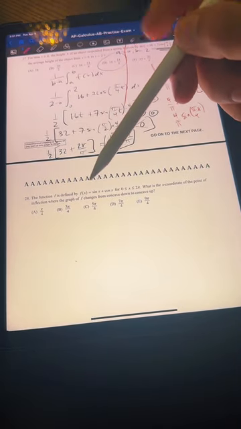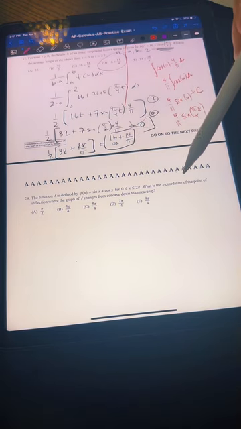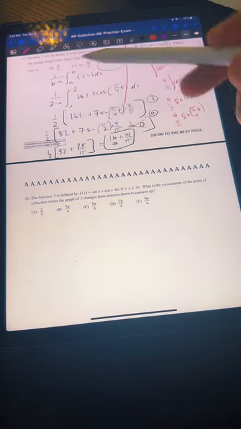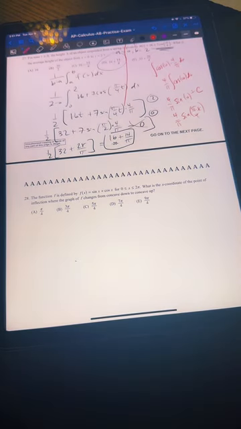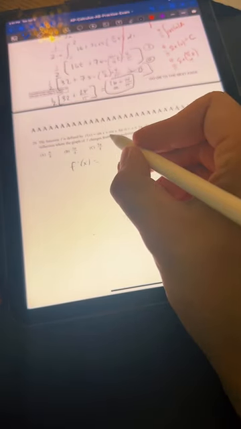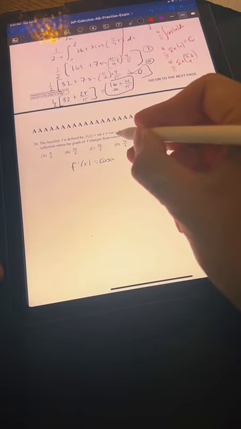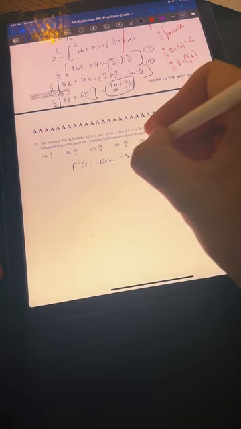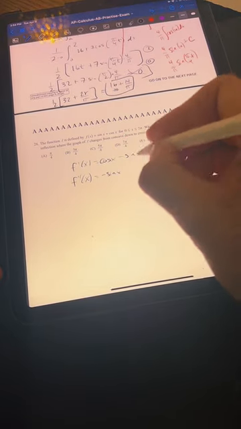So now we have number 28. We have the function f of x is equal to sine of x plus cosine of x. From 0 to 2 pi, what is the x-coordinate of the point of inflection where the graph changes from concave down to concave up? Okay, point of inflection means I have to find the second derivative. So the first derivative is the derivative of sine, which is going to be cosine x, plus the derivative of cosine, which is minus sine x. Second derivative is negative sine x minus cosine x.